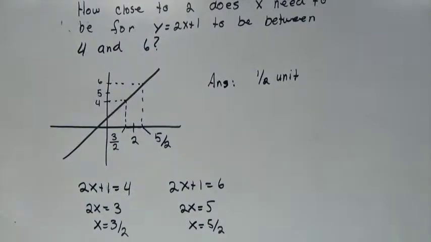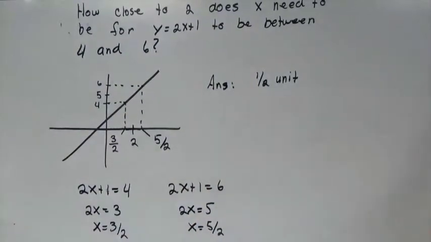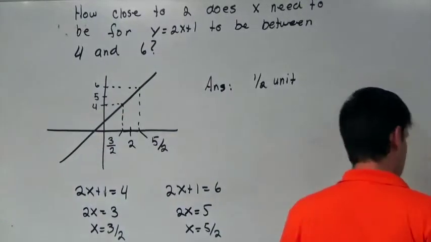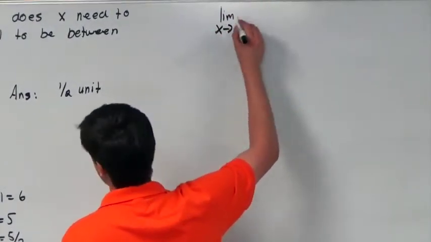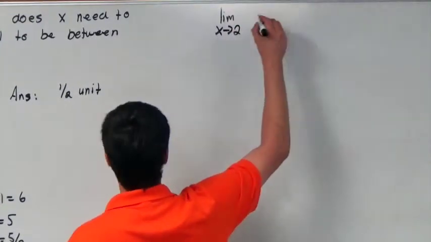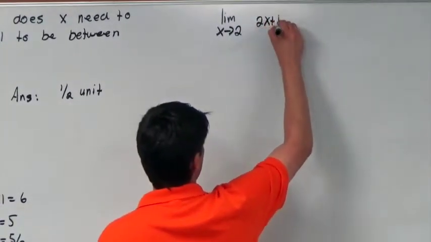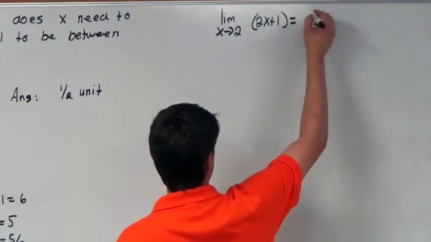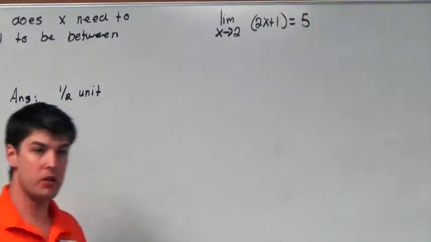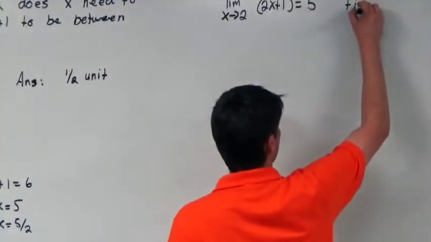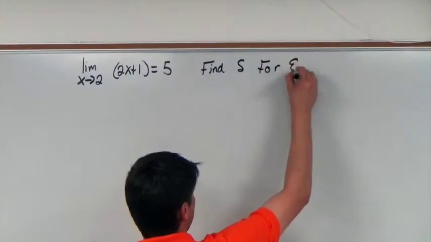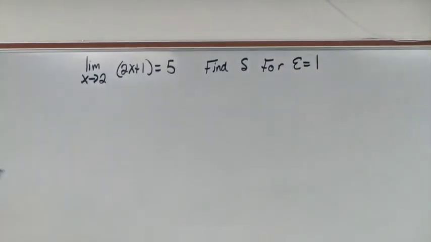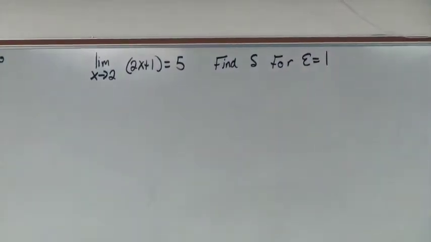Now let's ask the same question, but in terms of calculus. So in terms of calculus, we have the limit as x approaches 2 of our function equals 5. And what we're going to do is find a delta for epsilon equals 1. This is the exact same question that we just answered.